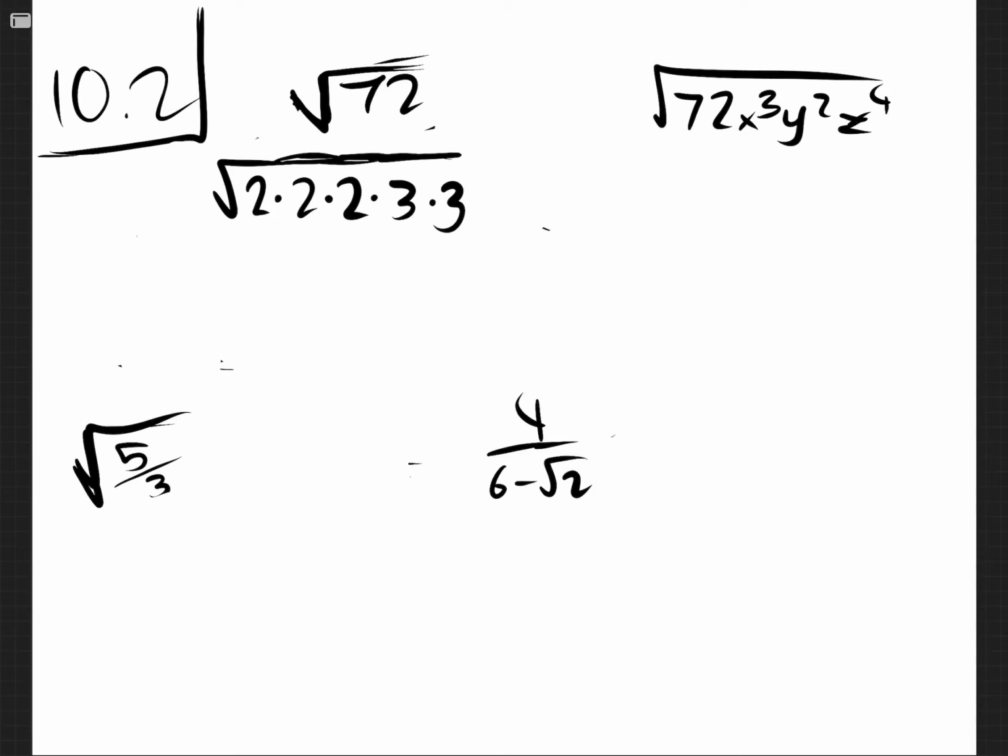So we have 2 times 2, which is 4, which is a perfect square, and 3 times 3, which is 9, which is a perfect square. So we can multiply those together to get 36, and what we have left is 2. So 36 is a perfect square.